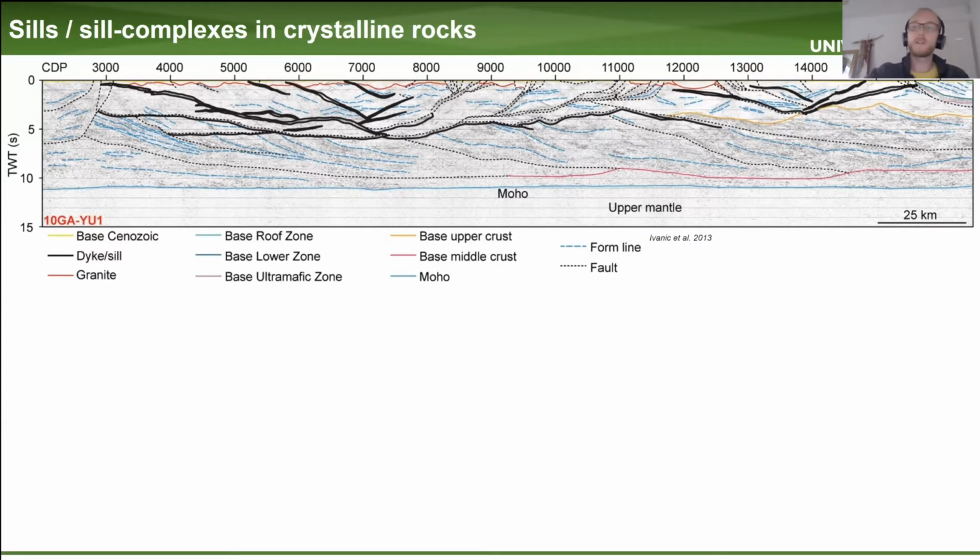Here's one from the Yilgarn Craton in Australia. Beautiful seismic line, really incredibly long, and there are these rather bright high amplitude reflections that I've overlaid in black here, and where these crop out at the surface, they correspond to sills. So we can see these really laterally extensive interconnected sills within the crystalline crust.